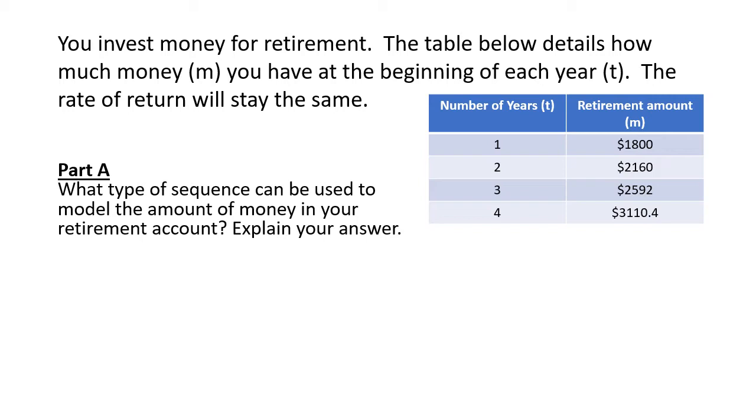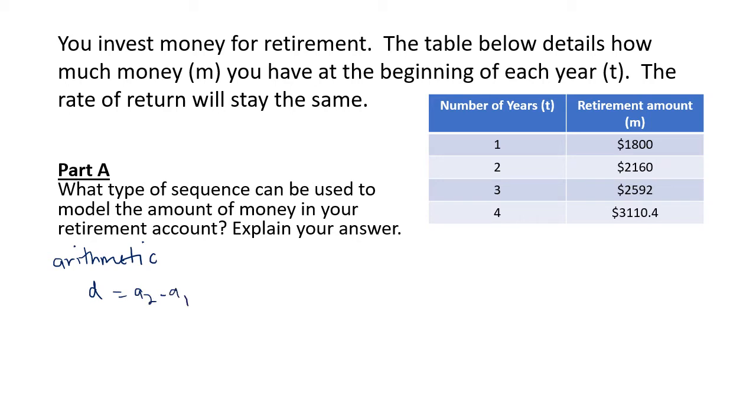I want to know what type of sequence can be used to model the amount of money in our retirement account. If you'll remember, there are two types that we just talked about. You have your arithmetic sequence. This is when we have that common difference, my D. So D is a sub 2 minus a sub 1.